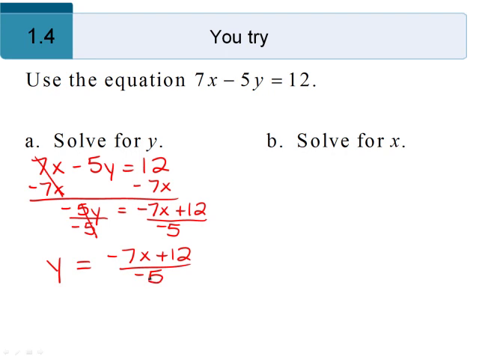Now, in this section, how do you even know when you're done? Because you don't get just a plain old normal number. The way you know is if the variable they have asked you to solve for is all by itself, you're good to go. Okay? So let's look at B.